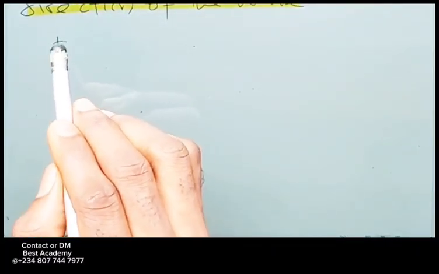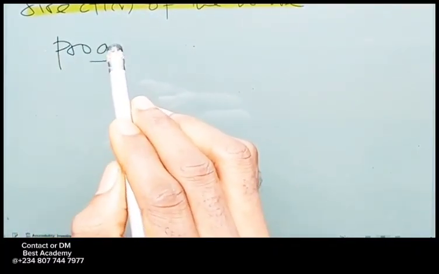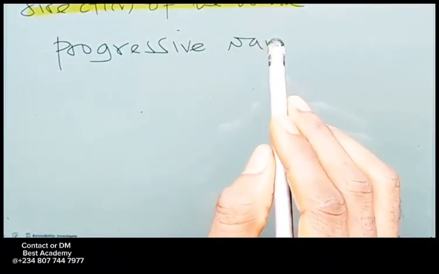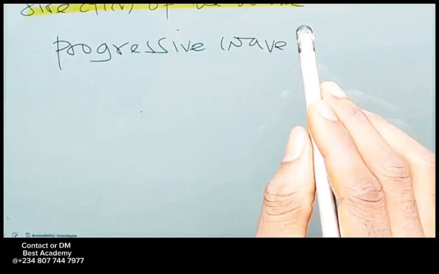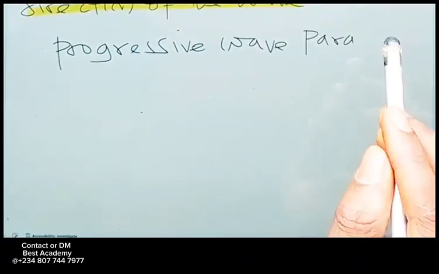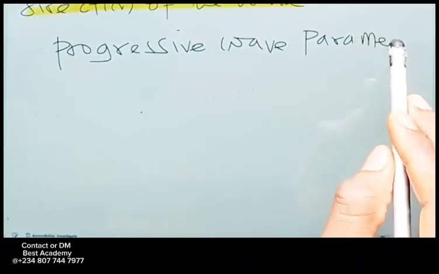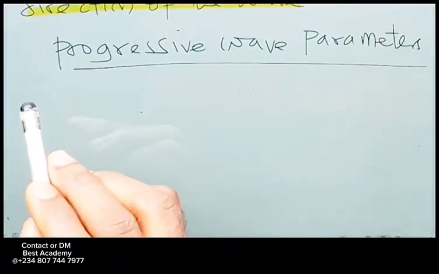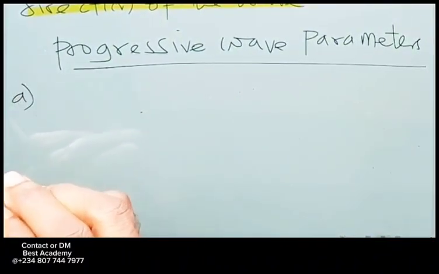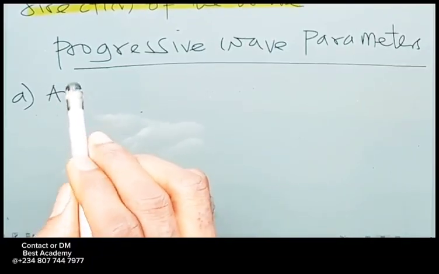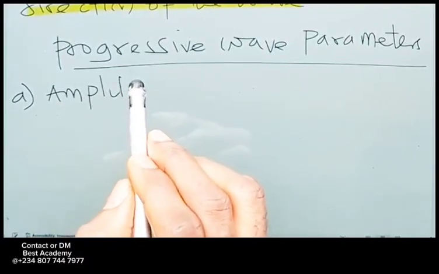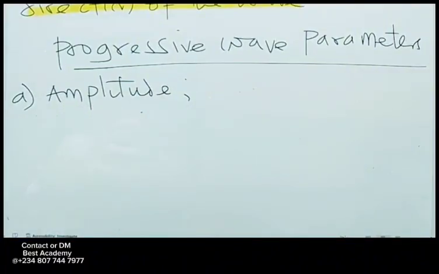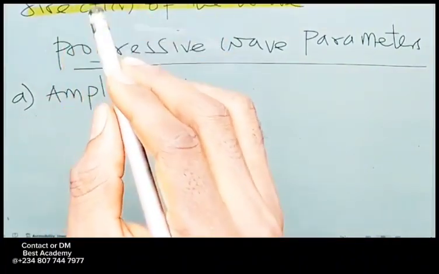Progressive wave parameters. So what are the progressive wave parameters here? Let's consider the first one. A, we have amplitude. Please take note. This is the first wave parameter. A, amplitude. So now let's know what amplitude is.